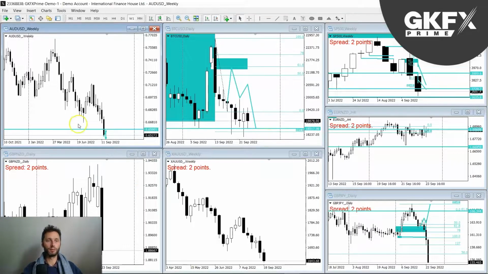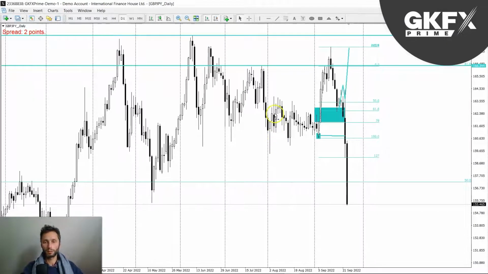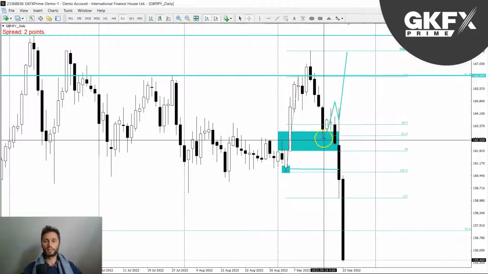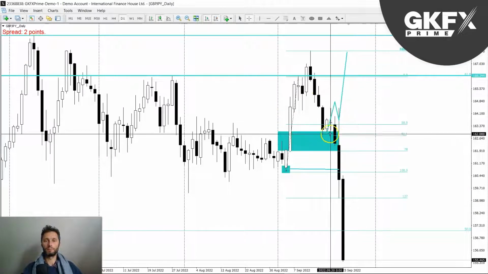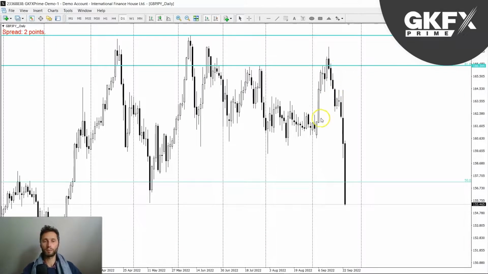Okay, next I'm going to have a look at another pair. Let's now go to pound yen. Okay, pound yen. What do we have on pound yen? Last week I was expecting a bounce here to continue higher. However, we did not have a bounce. The market failed and went right through that, which now indicates that we have got renewed strength on the yen and weakness on the pound.